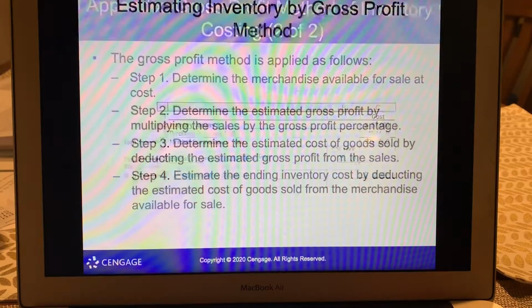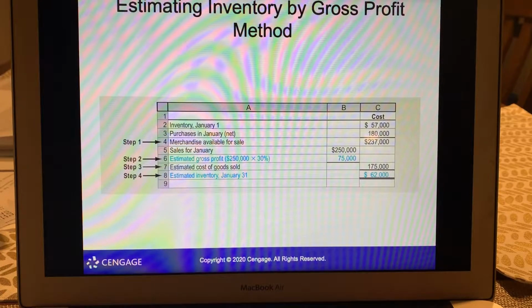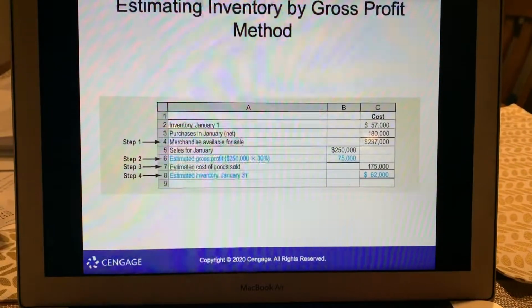Estimating inventory by gross profit method. So this is an estimate, and it's 30% right there. So that's kind of the whole chapter as a whole.